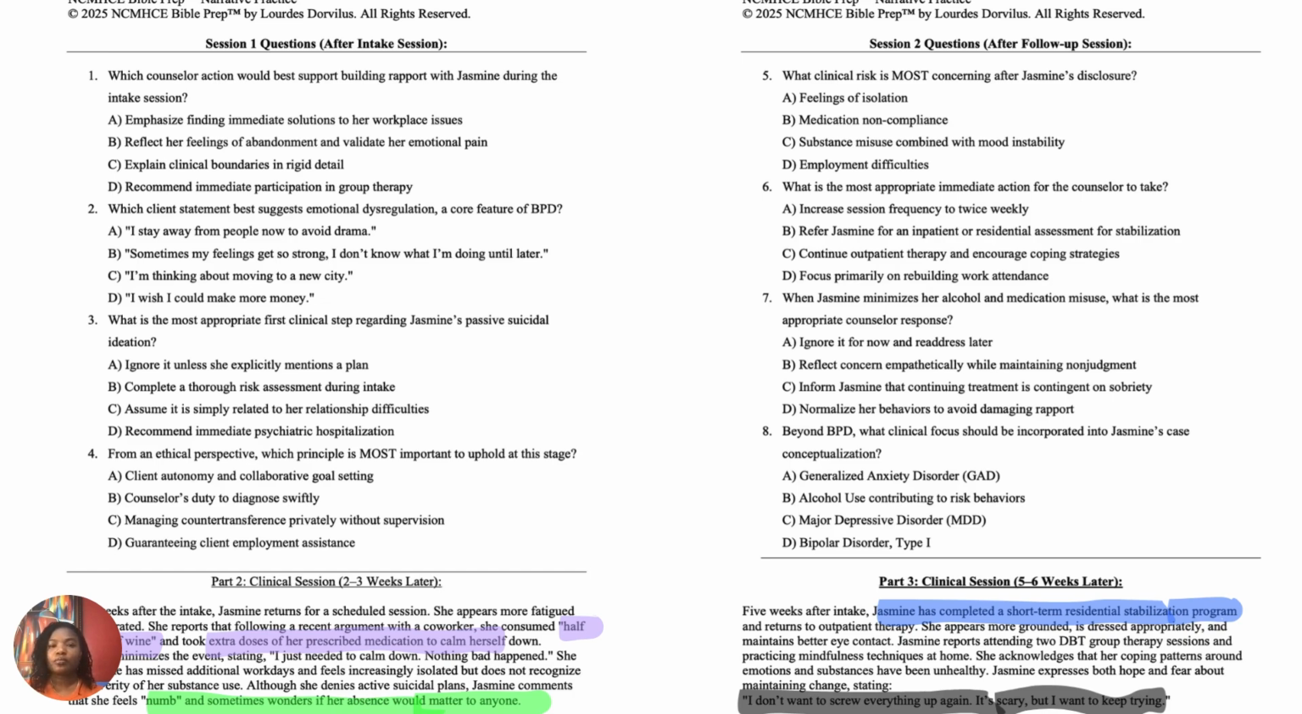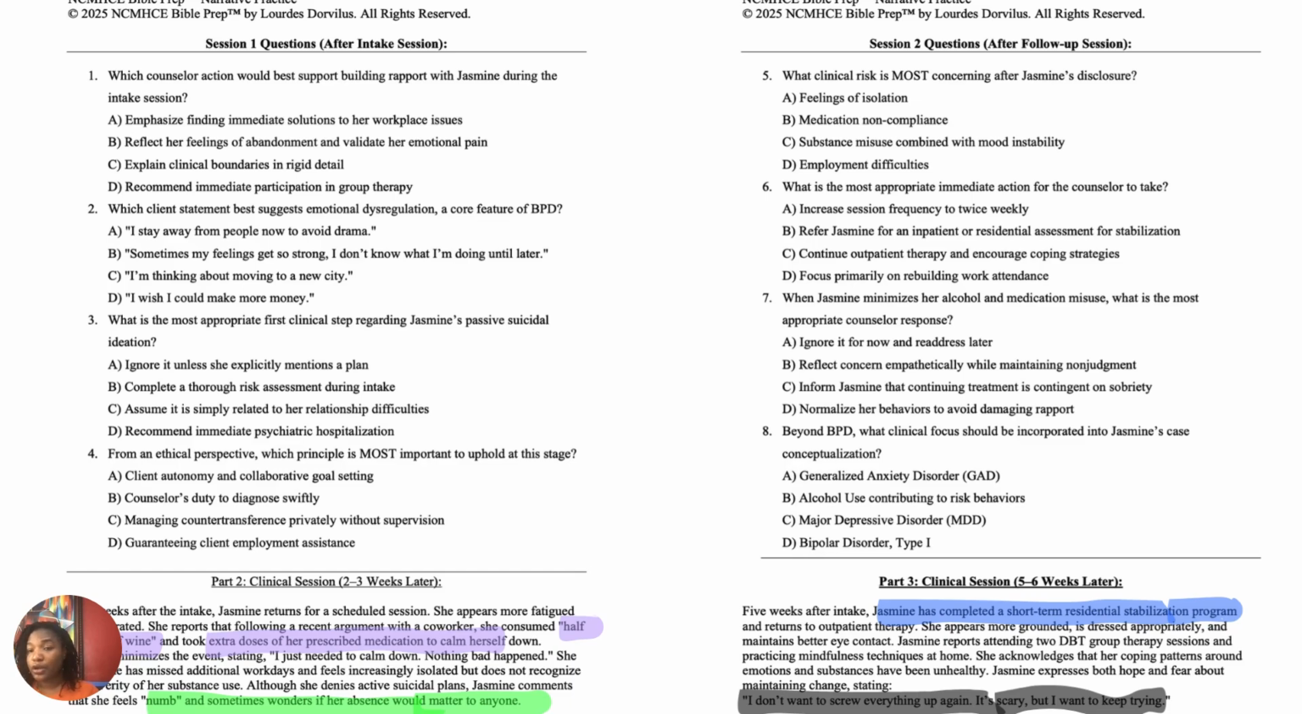The last one we're going to go over is: what clinical risk is most concerning after Jasmine's disclosure? A, feelings of isolation. B, medication noncompliance. C, substance misuse combined with mood instability. D, employment difficulty. Okay, so the combination of her misusing substances combined with her mood instability, as a clinician using that clinical framework, you would have realized that that's the most concerning.